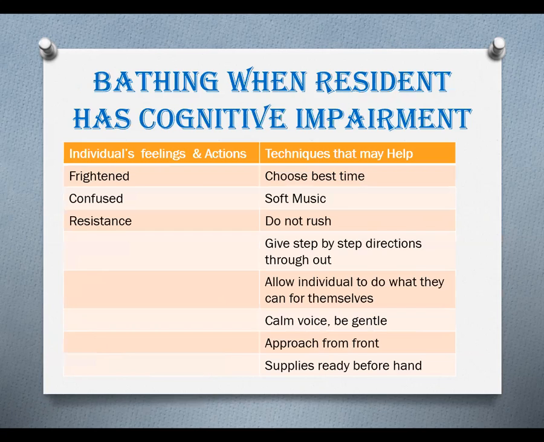With a confused resident or a resident with a cognitive impairment, approach them from the front, because approaching them from the back will only frighten them. They'll get confused, and most likely they will refuse to take the bath or the shower.